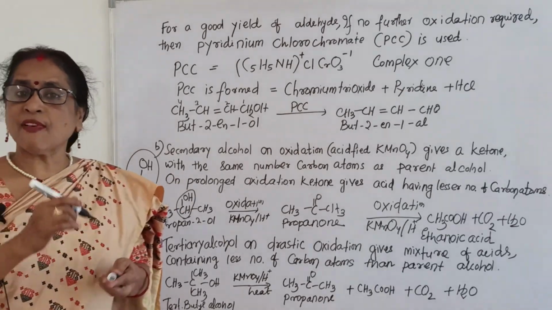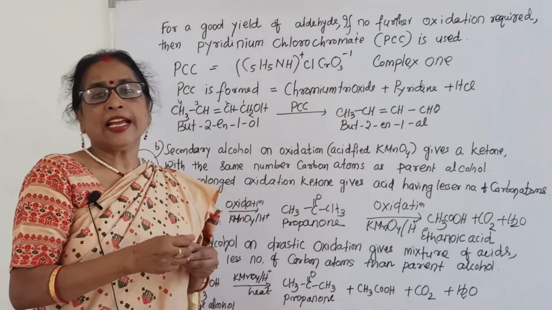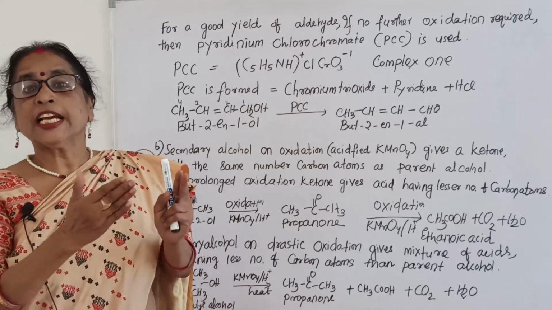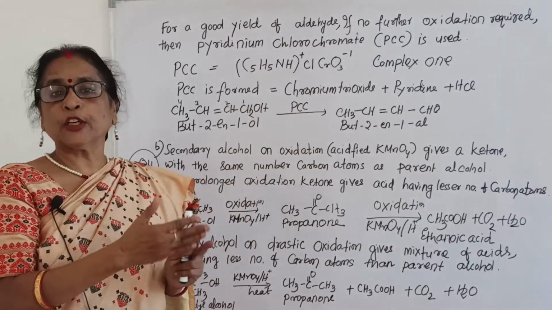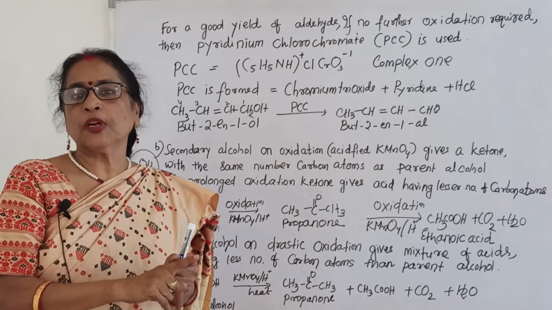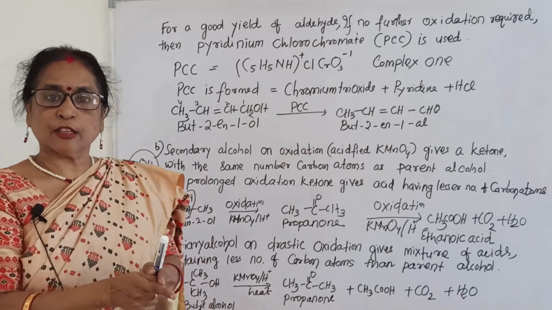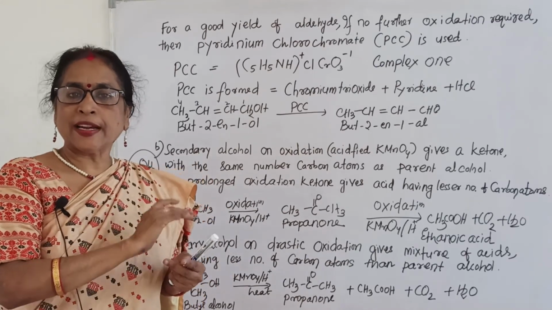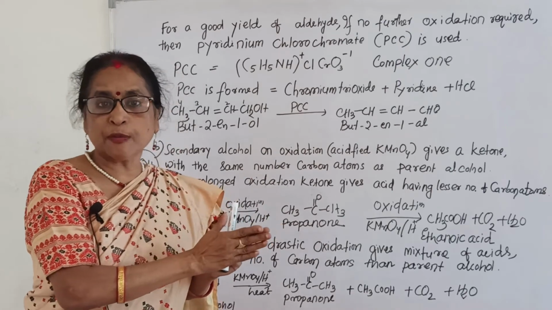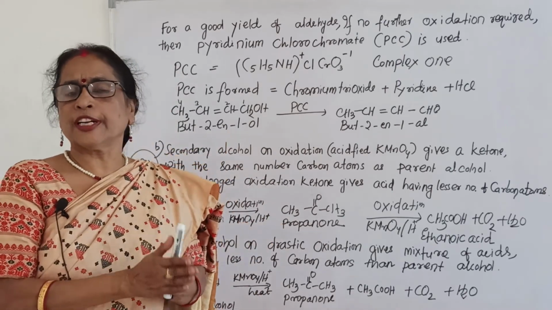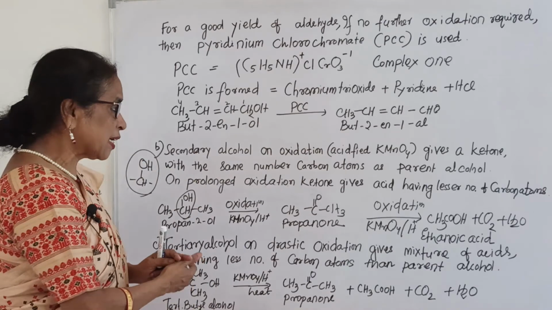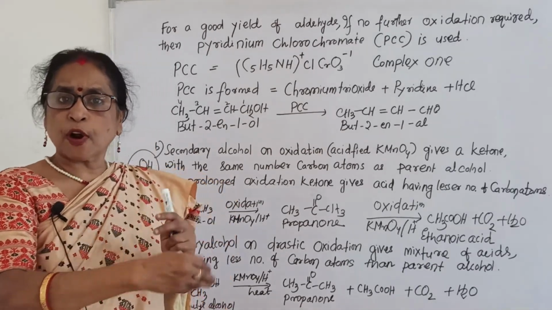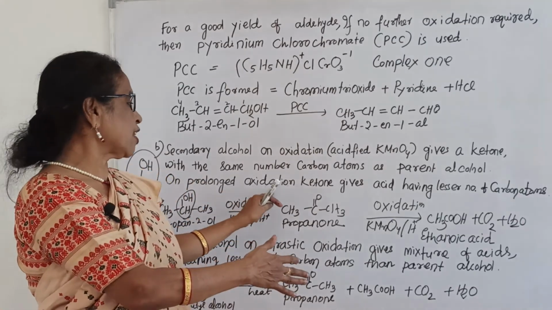By using acidified potassium permanganate, it gives a ketone. That means secondary alcohol, on oxidation, changes to ketone. But this ketone has the same number of carbon atoms as the parent alcohol. Suppose the parent alcohol contains 3 carbon atoms, then the ketone also contains 3 carbon atoms. But here also prolonged oxidation can take place. If prolonged oxidation takes place, then what happens?